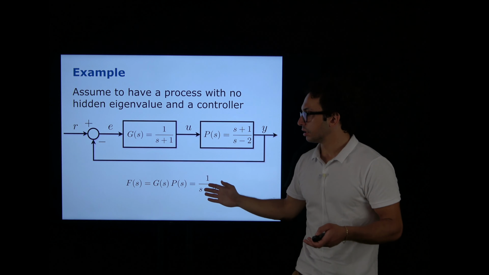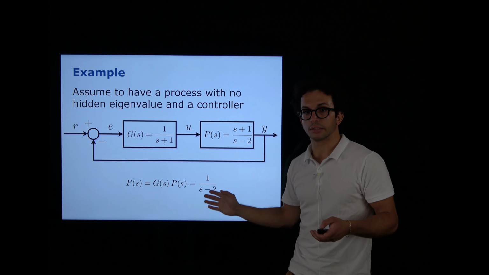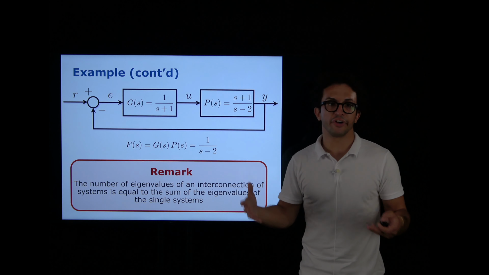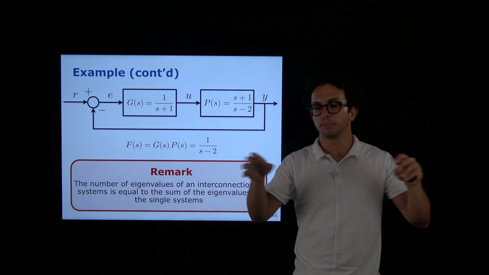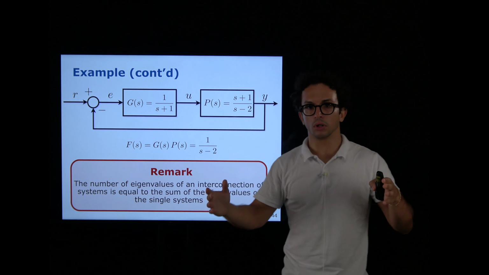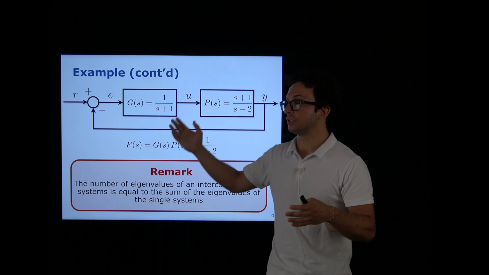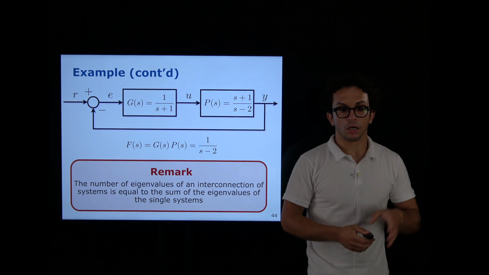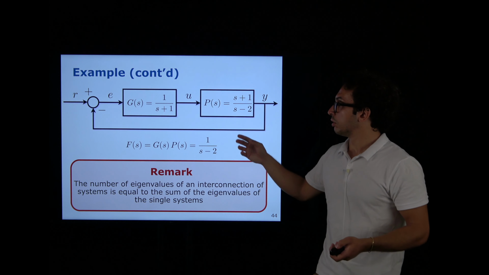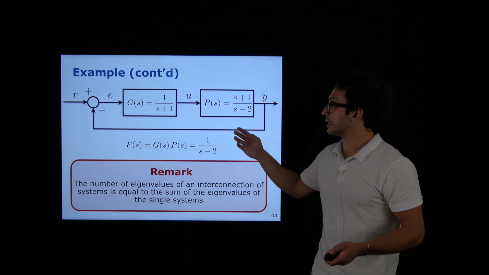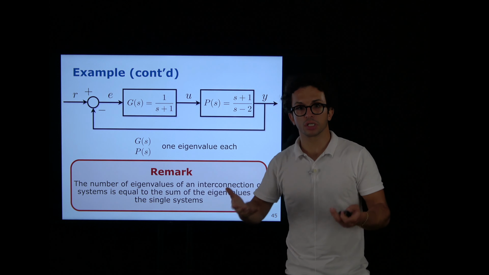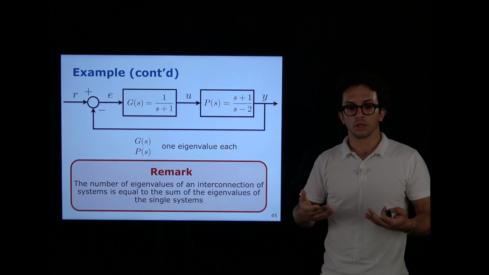Well, it doesn't mean that the resulting system has only one eigenvalue. You can stack as many systems as you want together in an interconnection, but the number of eigenvalues is equal to the sum of the eigenvalues of the individual systems. So basically, P has one eigenvalue, G has one eigenvalue, so the resulting system has two.